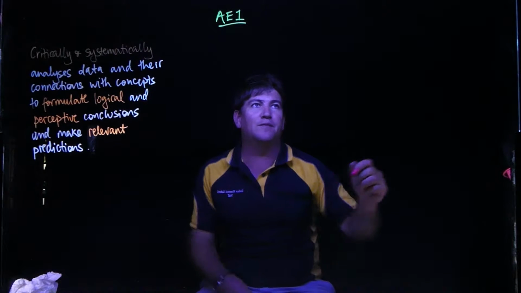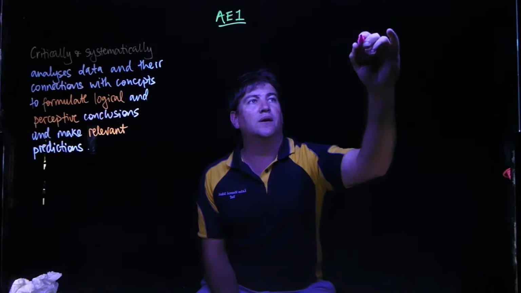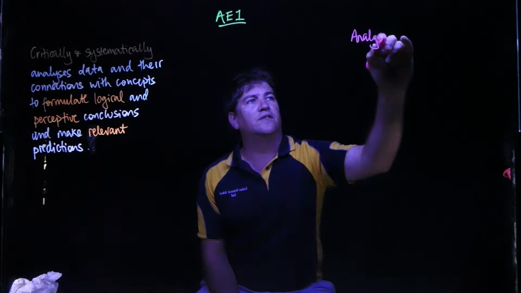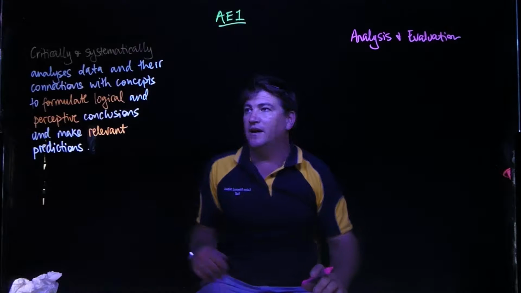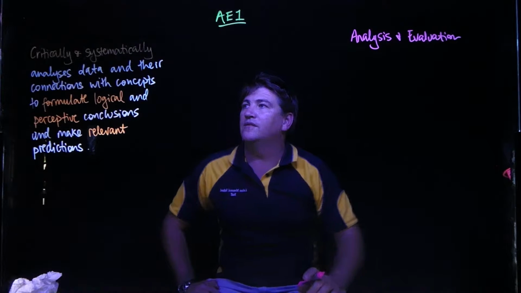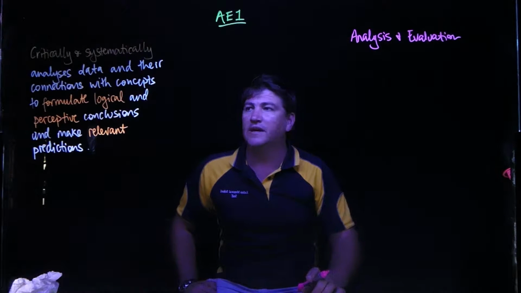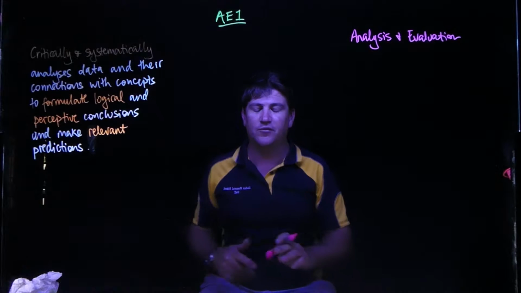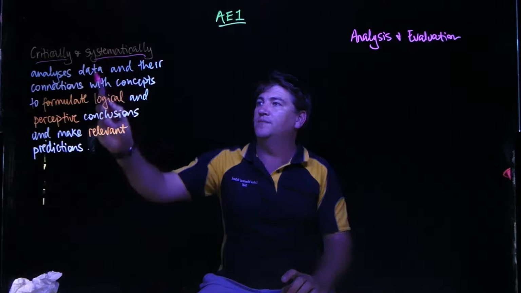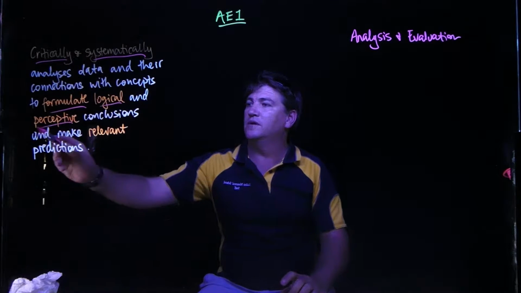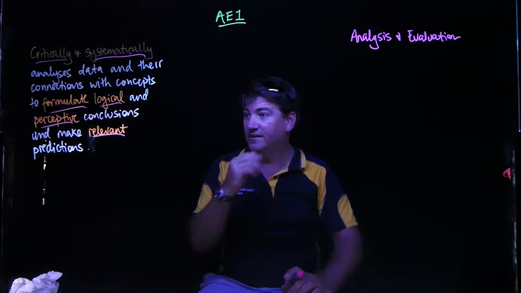Okay, people, what I'm going to go through today is, very quickly, performance standard AE1, or analysis and evaluation 1. This one's to do with critically and systematically analysing data and its connections with concepts to formulate logical, perceptive conclusions to make relevant predictions. The key words are the ones in the different colour, and these are the ones that change throughout the A, the B, the C, the D and the E.